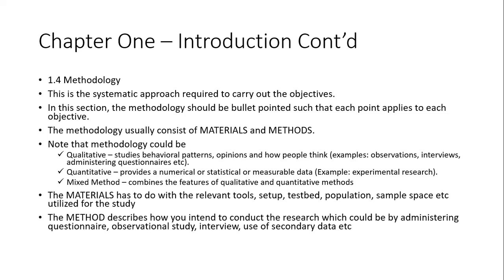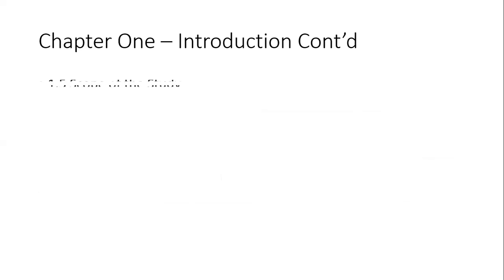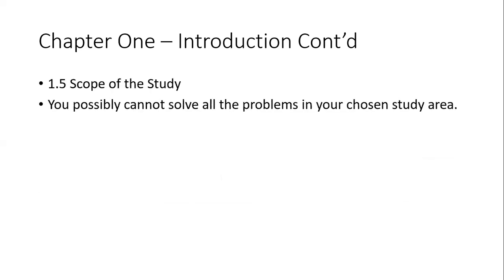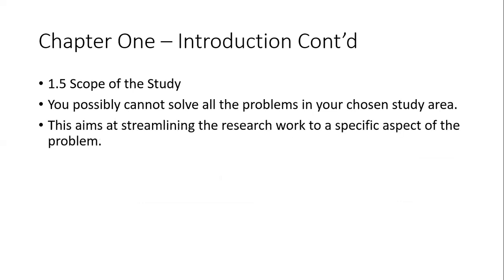While the method describes how you intend to conduct the research, which could be by administering a questionnaire, an observational study, interviews, use of secondary data, use of a particular numerical method, or by the use of a particular mathematical optimization model. Okay, and then the scope of the study: you possibly cannot solve all the problems in your chosen study area. So this aims at streamlining the research work to a specific aspect of the problem.